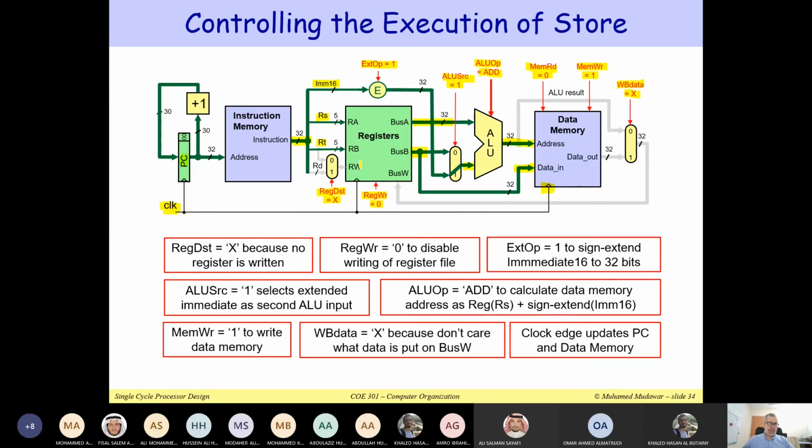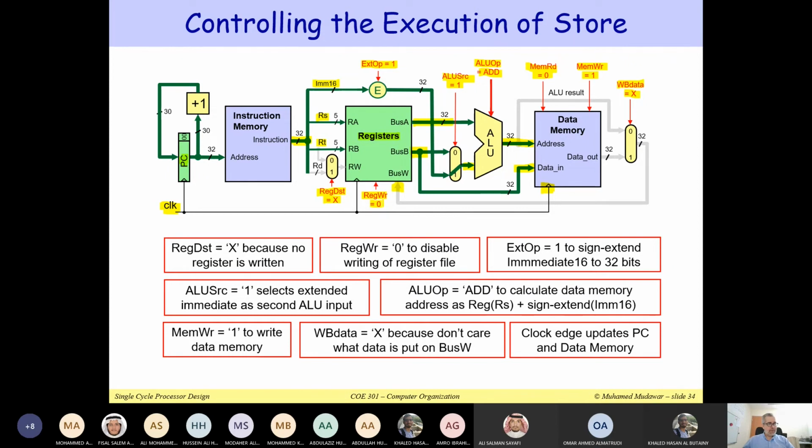Notice that at the same edge of the clock, although the clock is connected to the register file, nothing will be written into the register file. There will be some value here on bus W. Notice I'm showing it in gray. But whatever we have here on bus W will be ignored. Why? Because register write is equal to 0.